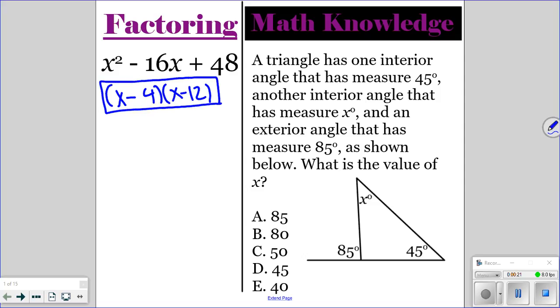For the math knowledge question, this is just using our remote interior angles, our exterior angles theorem. So x and 45 are our remote interior angles, and they always have to add up to your exterior angle. So that means that x has to be 40 degrees.